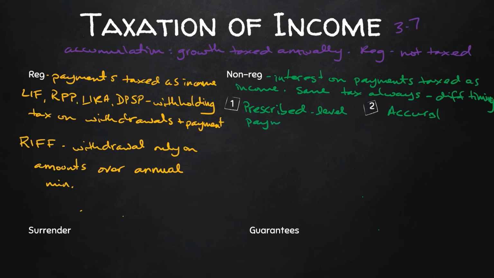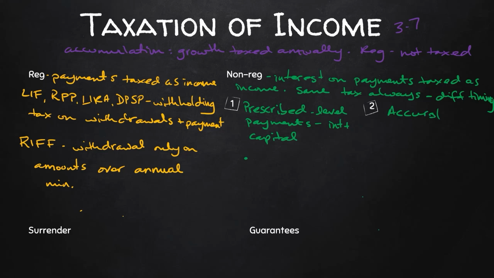Prescribed annuities are known to have level payments, so this means that it pays the same amount of interest and capital over the length of the annuity. So regardless of what's happening within the annuity and when it's growing, the annuitant is always receiving the same amount. And as a result, their tax is always the same.